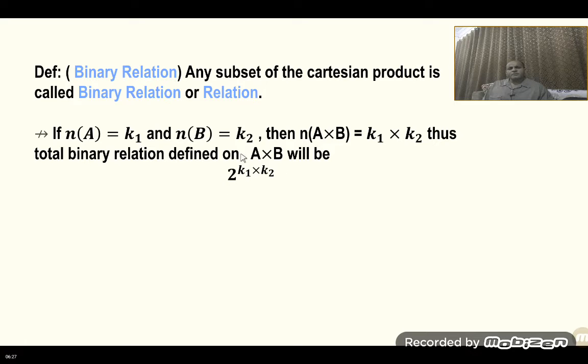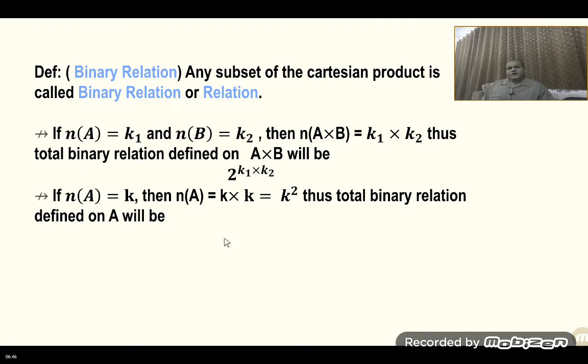It is so simple. To find the number of binary relations in A cross B, we just put the number of elements of set A and the number of elements of set B in the exponent of 2 to get the total number of binary relations from A to B.